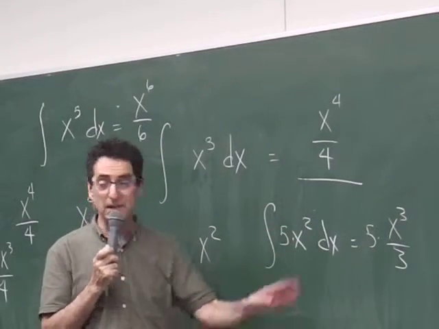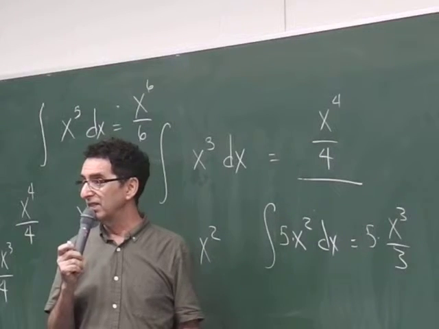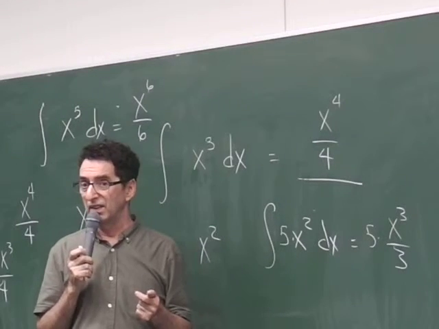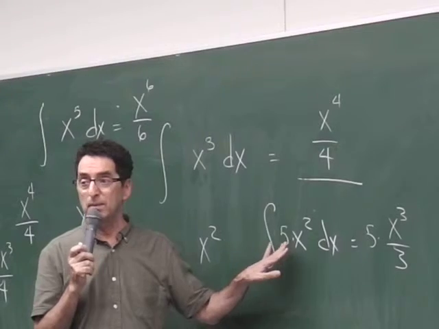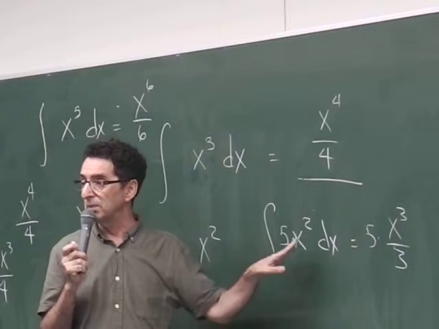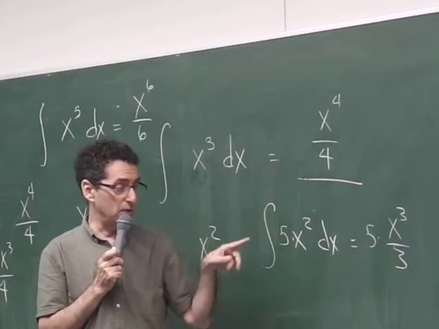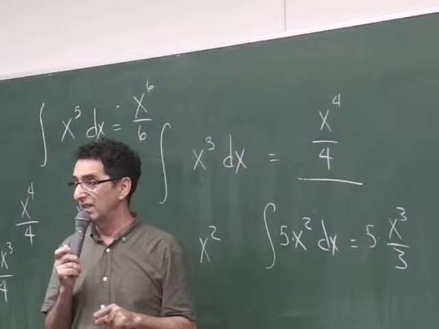The 3's cancel, right? So you get 5x squared, right? So if you have a constant times it, you can just use the same rule that we used and then multiply the constant. Okay?